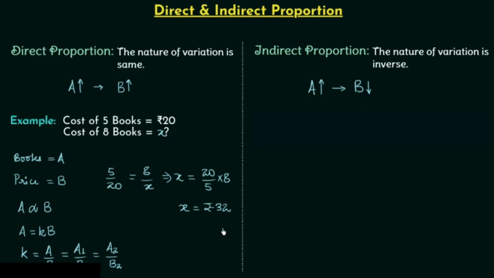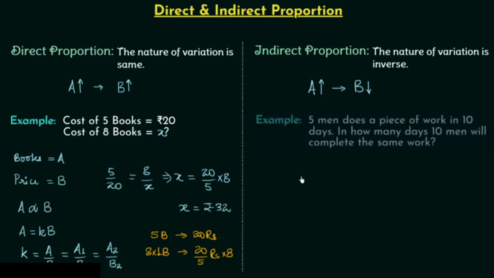So I hope you now understand the example of direct proportion. The same answer you can get following the unitary method as well. 5 books is equal to 20 rupees. So 1 book will be 20 over 5 rupees, and therefore 8 books will be equal to 20 over 5 rupees multiplied by 8, giving us 32 rupees. So in this way we are done with direct proportion, and now we will move on to the example problem of indirect proportion.